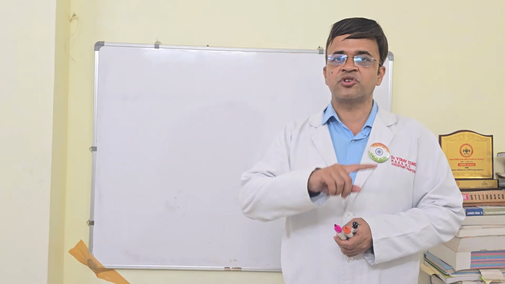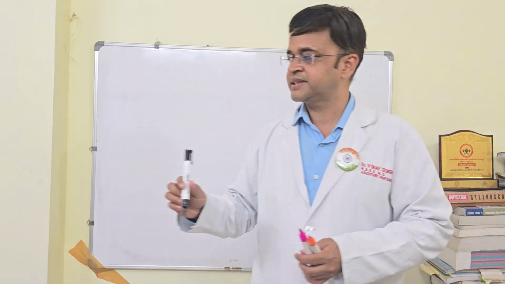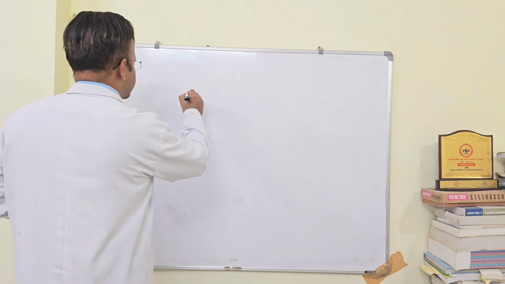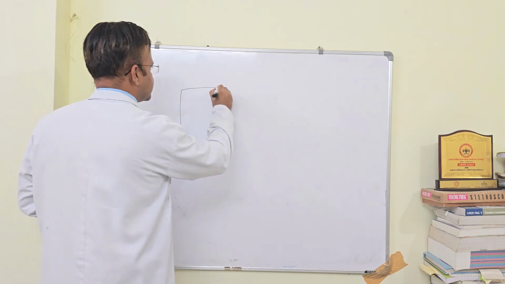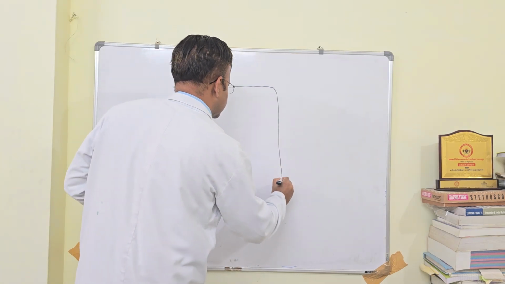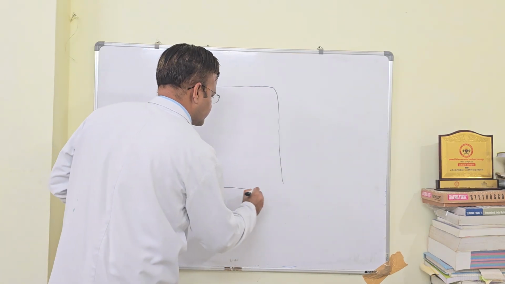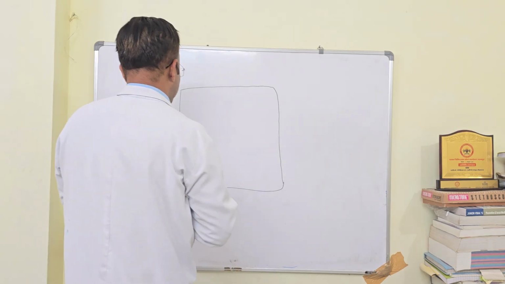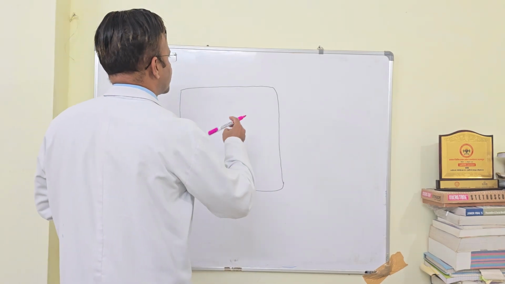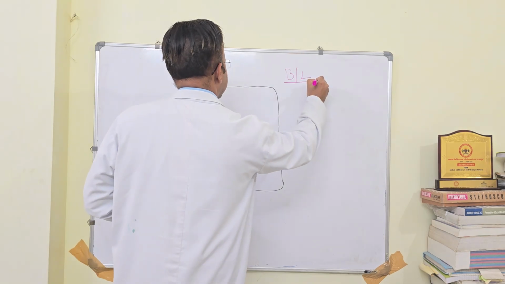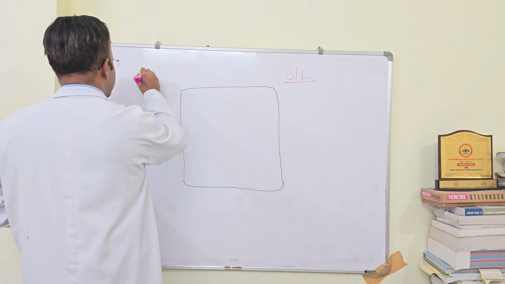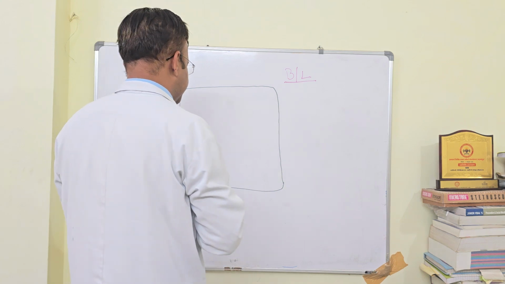For that we first have to draw a cell of the PCT, right? So let's first draw a cell of the PCT, right? Now, as all of us know, this has two sides. One side is your basolateral side and the other side is your luminal side, right?